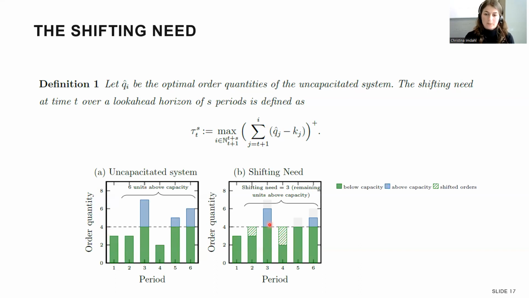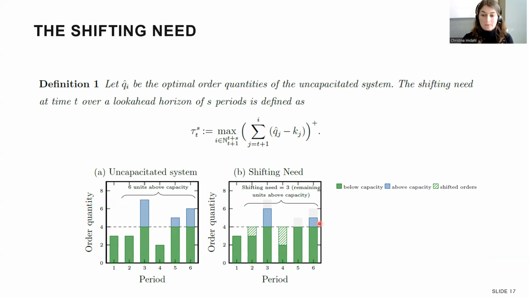So that means, for example, at t equal 3, we look at, okay, there's still one gap at time 2. So one of these periods can be shifted to time 2, and there's still a need of 2 units to be shifted to period 1. Similar for the peaks in period 5 and 6.